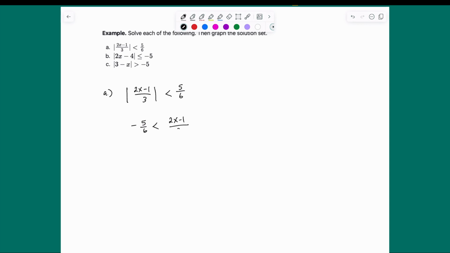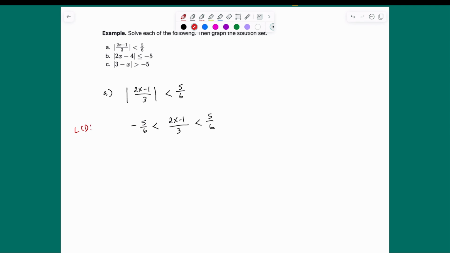(2x minus 1) over 3. And (2x minus 1) over 3 is less than 5 over 6. So we could write it as a double inequality. All right, so this is a fraction inequality where I would build up each fraction so they have the LCD.